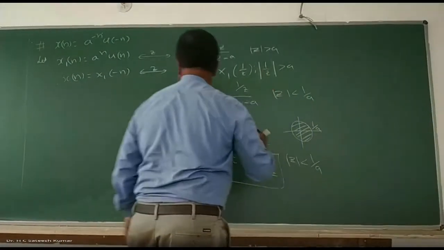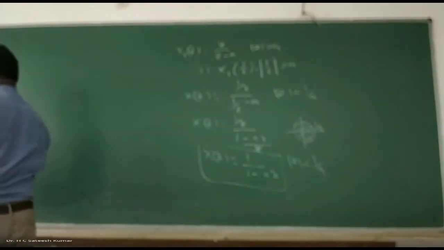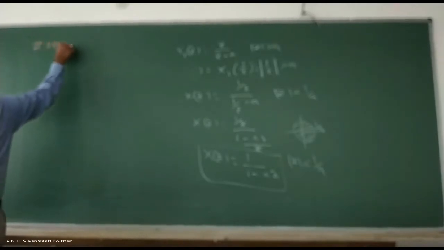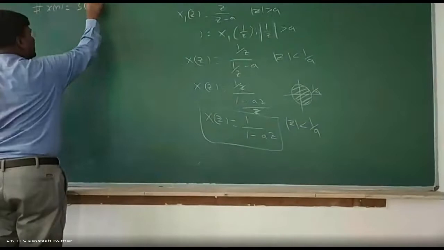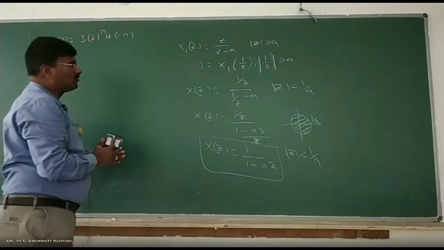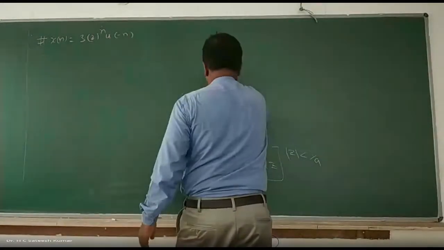Next one. Find the Z transformation of x of n is equal to 3 into 2 to the power of n into u of minus n. So direct substitution is not possible. You modify the given problem in such a fashion that you can go for substitution.